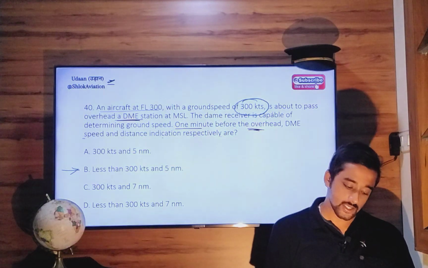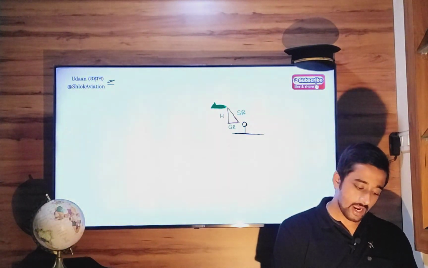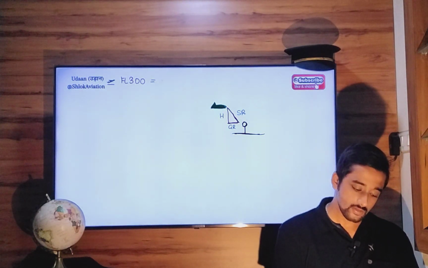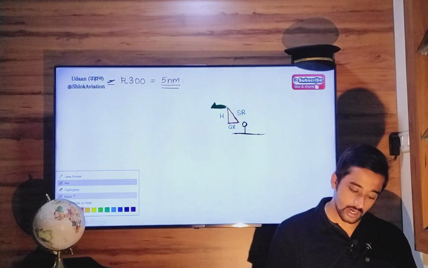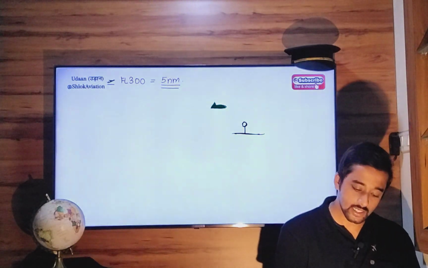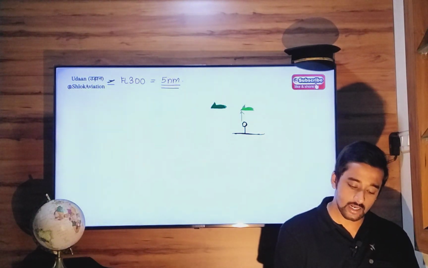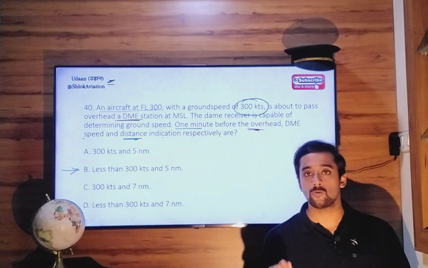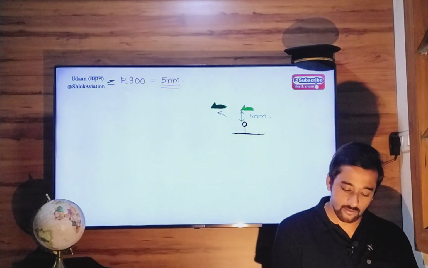Next, distance. Now you are at flight level 300. Flight level 300 or 30,000 feet is nothing but 5 nautical miles. Now 5 nautical miles will be indicated only and only when your aircraft is directly overhead this DME station. But as given in the question, aircraft is not directly overhead yet. It is 1 minute away from it.